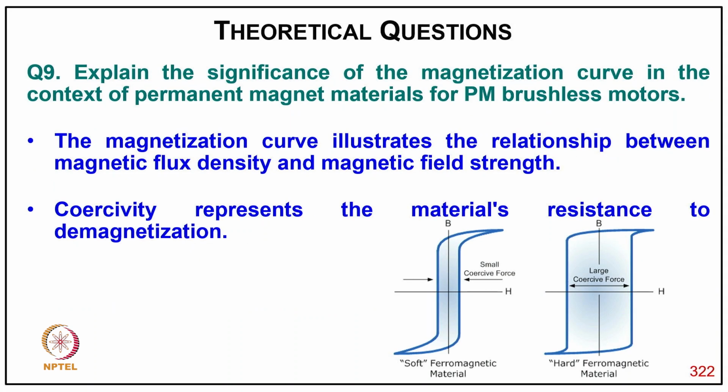Now coming to question 9: explain the significance of the magnetization curve in the context of permanent magnet materials of brushless DC motors. The magnetization curve illustrates the relationship between the magnetic flux density and the magnetic field strength, and coercivity represents the material's resistance to demagnetization, as shown in the figure for soft ferromagnetic material and hard magnetic material.